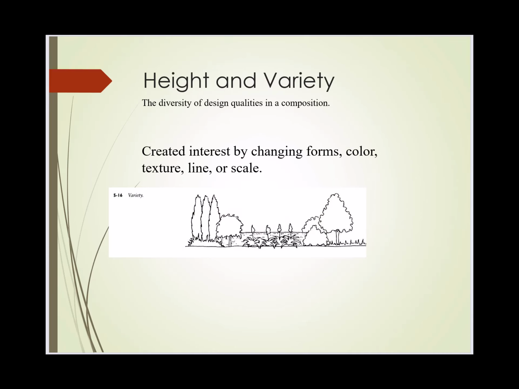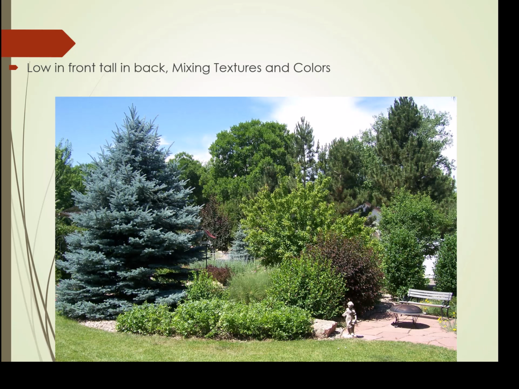Height and variety. We want to create interest by changing forms, colors, textures, line, or scale. So here you can see we started out with some low plants in front. These were the 3-leaf sumac. Then as we move back to the next, we have like a forsythia, a broom, a lilac. Then to add some contrast, we have a Diablo ninebark, some barberries. There's a purple plum in the very background. And then we had a Ginnala maple and a Fat Albert spruce to give it some height.